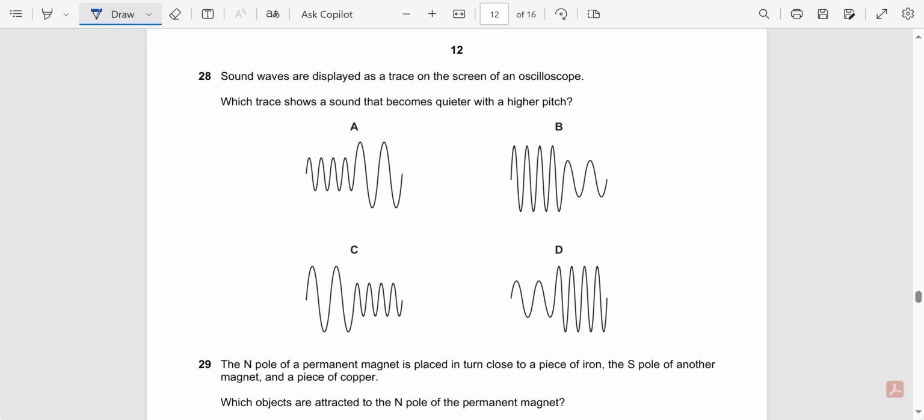Sound waves are displayed as a trace on the screen of an oscilloscope.